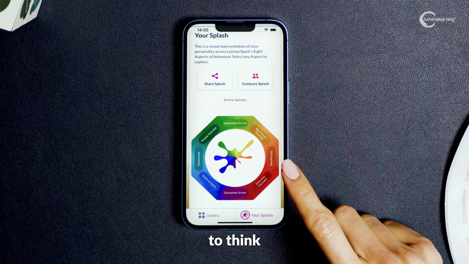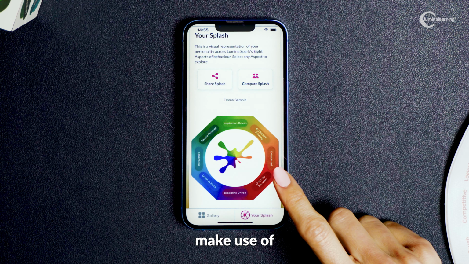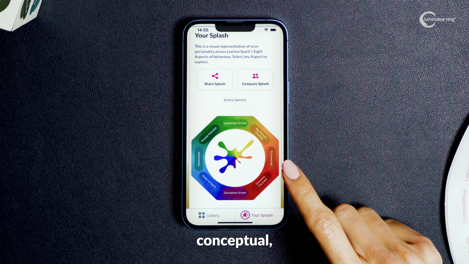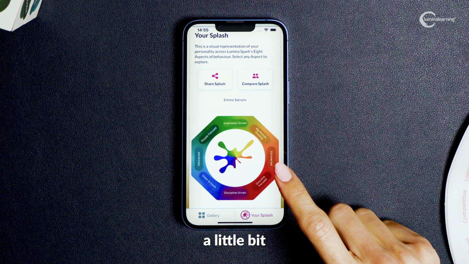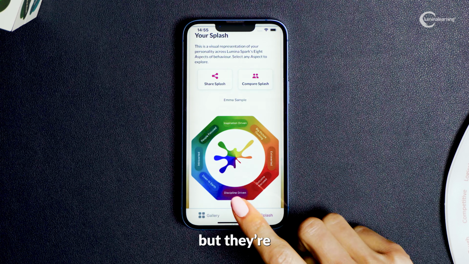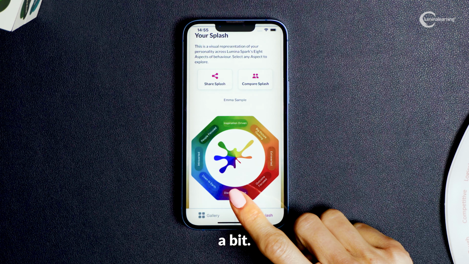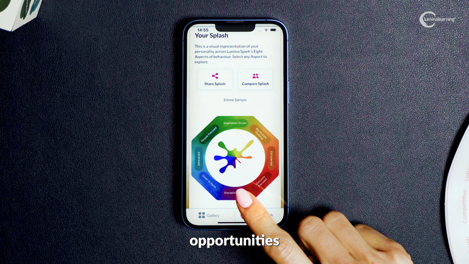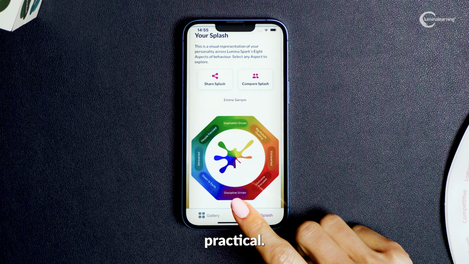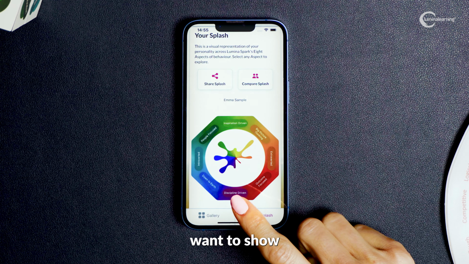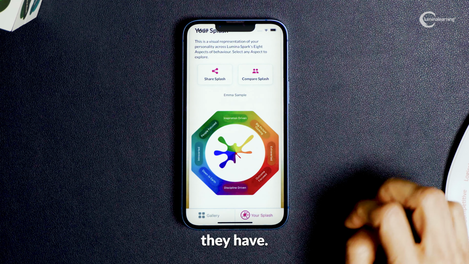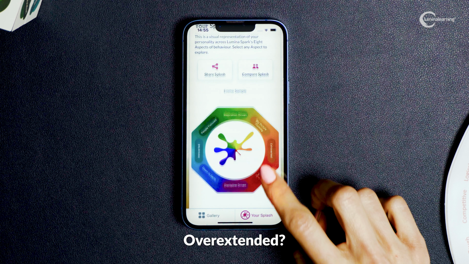They're still trying to think in an abstract way, make use of that ability to be conceptual, maybe even pushing for change a little bit with their radical. But they're somehow tuning down their down to earth a bit. Maybe they don't have the same opportunities to use that ability to be practical. Maybe they don't want to show that cautious side that they have. What happens in the overextended?